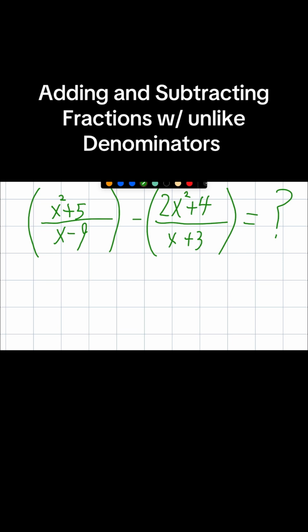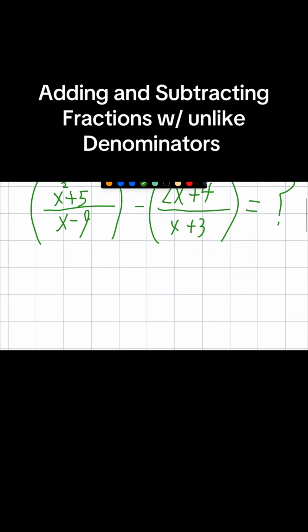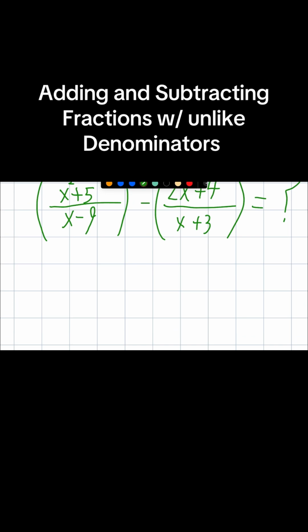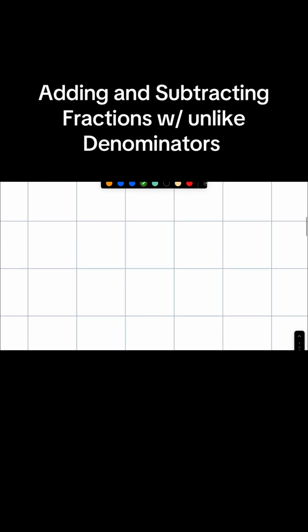We need the denominators equal to each other before we can add or subtract fractions. That applies to every fraction, always. To make the denominators equal, we use a tactic usually referred to as cross multiplying: you multiply the denominator on the left by the one on the right, and the one on the right by the one on the left.